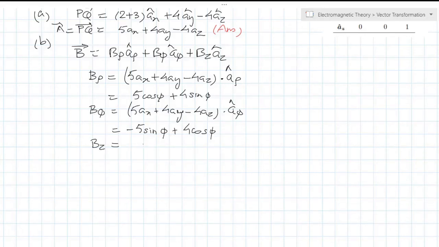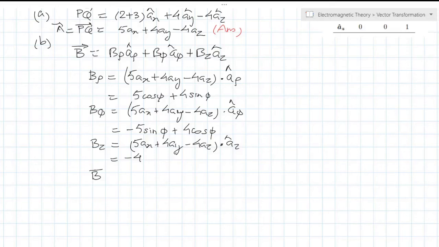And finally, to find out BZ, we will again multiply this complete vector with the AZ direction. This is also dot multiplication. Here, even without looking at the table, we can see that AX dot multiplied with AZ will be 0. AY dot multiplied with AZ will also be 0, because X and Y are perpendicular to Z. Only Z multiplied with Z, that dot multiplication, will result in 1. So our answer here will be minus 4.